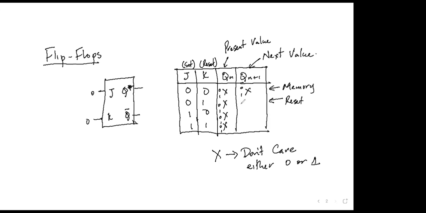So now, when the reset is high and the set is low, the output is going to be 0. When the set is high and the reset is low, the output is going to be 1. And when both set and reset are high, then the output is the opposite of the input. So 0 becomes 1 and 1 becomes 0. I will call that state toggle. And they call this table the characteristic table.